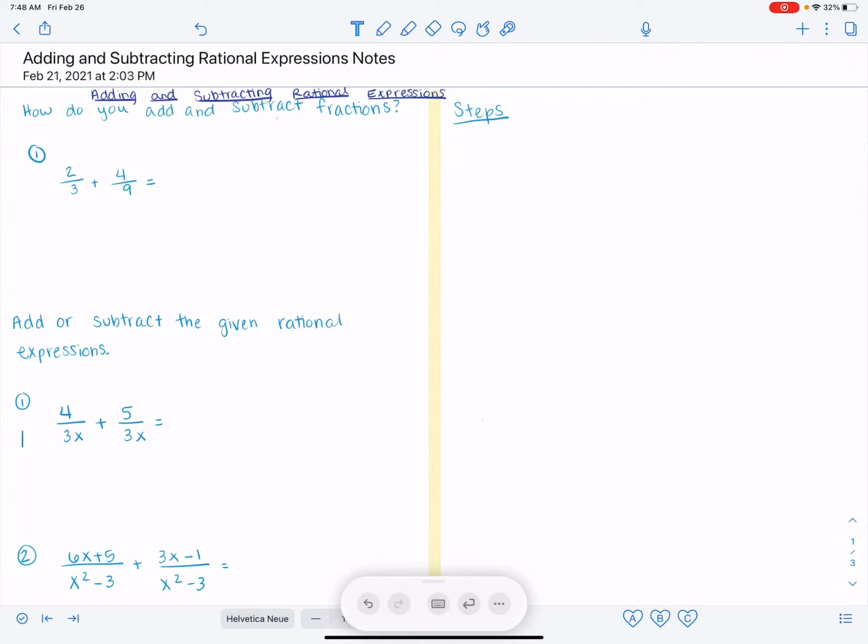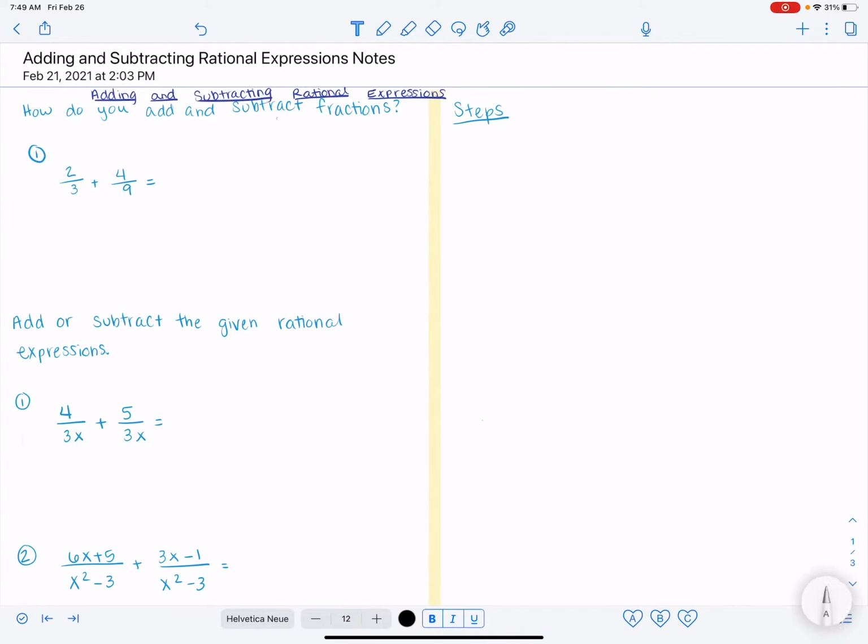Today our goal is to take what we know about rational expressions and add that knowledge to adding and subtracting. So we know how to add and subtract fractions in general, and we also know how to simplify rational expressions. So if we put both of those together, then that's our goal for today. Before we do that, let's remind ourselves how to add and subtract fractions though.